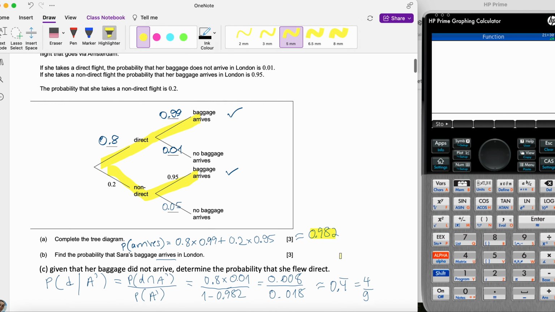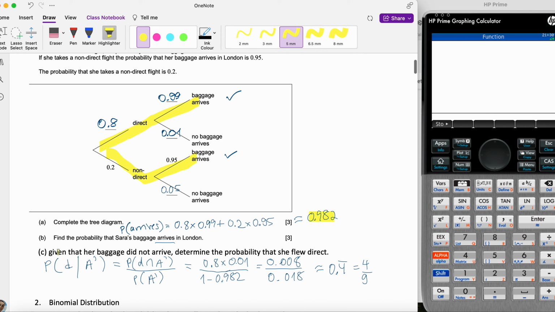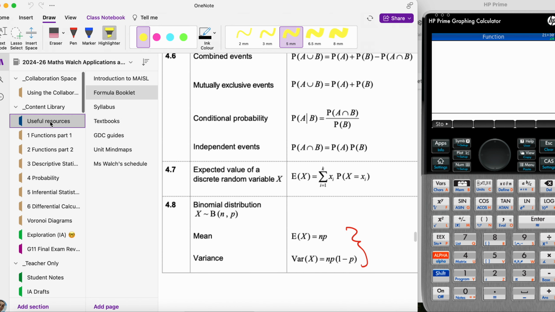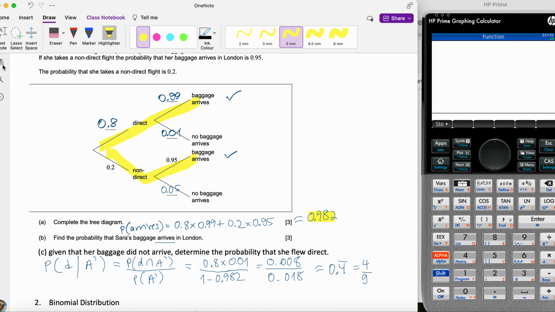Now a little bit trickier. This is the conditional probability. Given that her baggage did not arrive, determine the probability that she flew direct. Okay, so this is your formula for the conditional. Remember, it's the probability of A given B. That's your given, so this becomes your denominator. So it's the probability that you have B as well as A. So what you have and what you want.